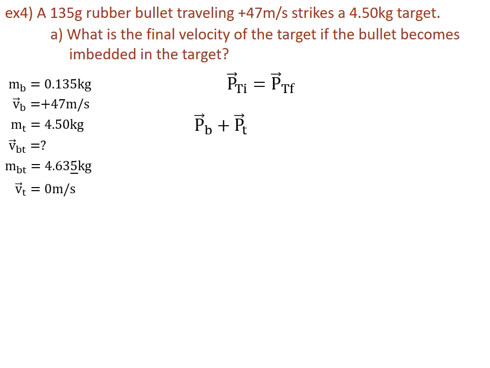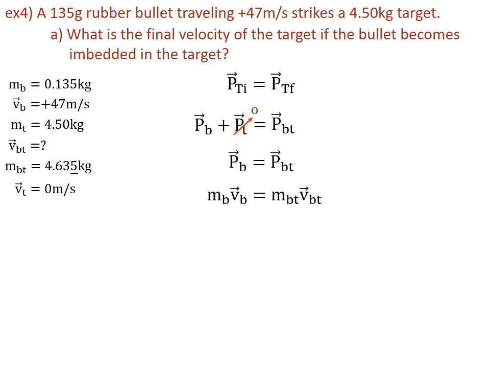Initially, I have the bullet moving and I have the target. In the end, I have just one object. So I chose the subscript BT for the final, that's bullet and target together, and B and T separated for bullet and target initially. Initially, the target is not moving, so it does not have momentum. That means the momentum of the bullet at the beginning will equal the momentum of the bullet and target once it has merged.